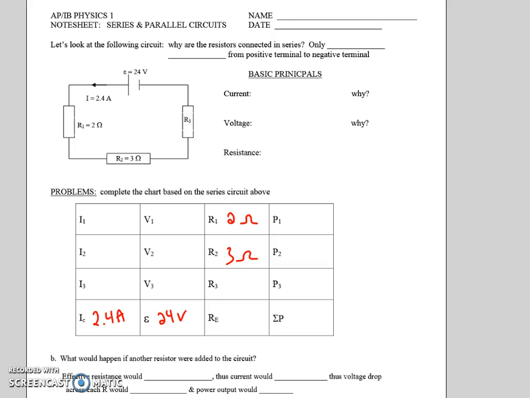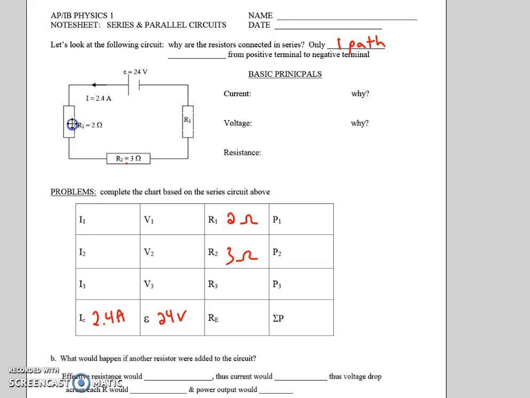So let's take a look at our circuit that I have as an example. We have 1, 2, 3 resistors in series. And how do we know that they're in series besides being told that? Because there's only one path from the positive to the negative terminal. No matter which way you go from positive to negative, you must pass through each one.